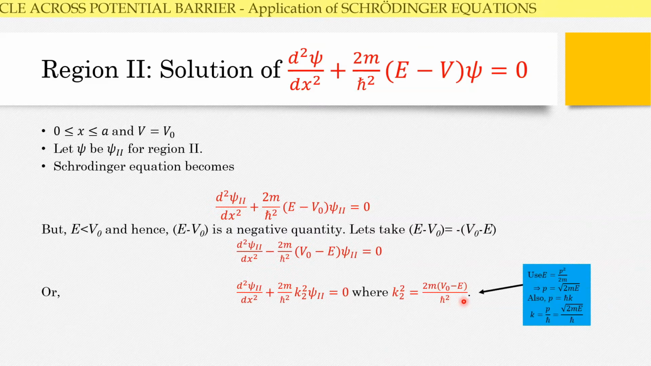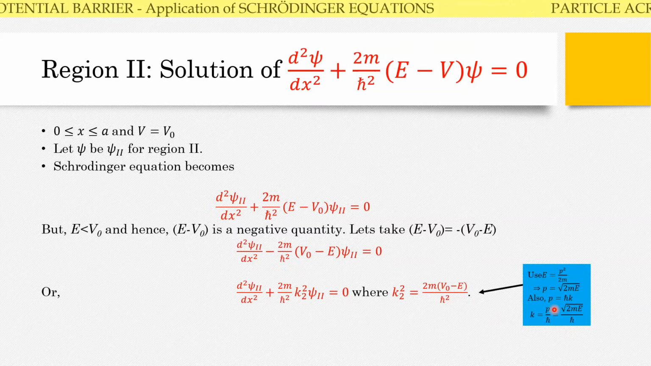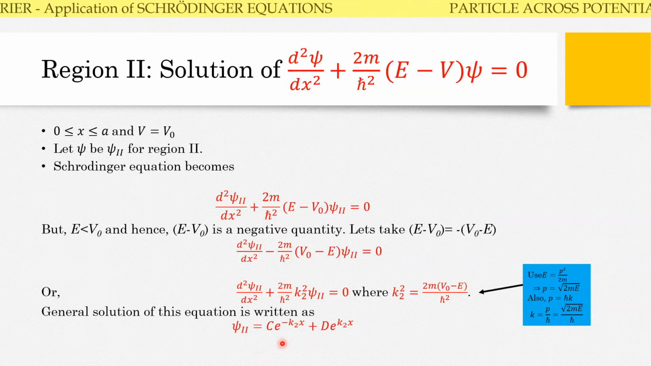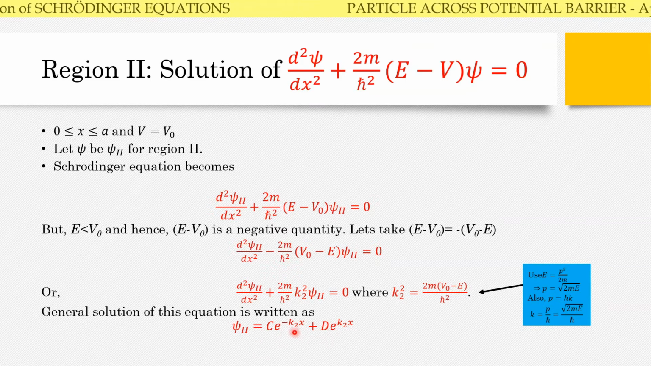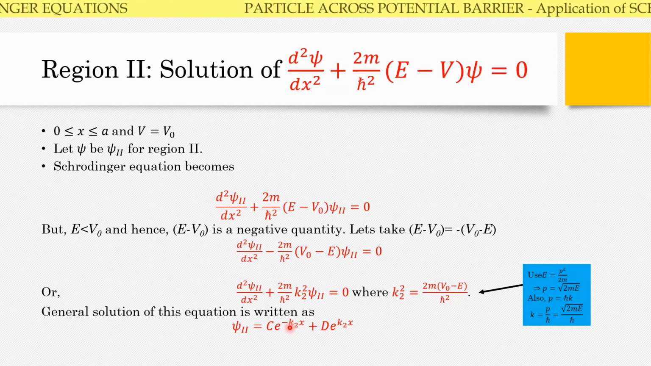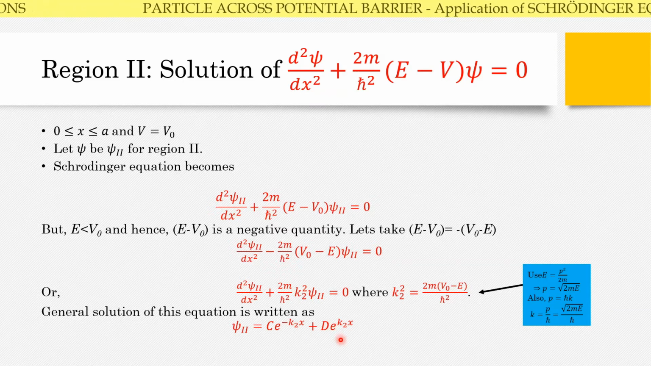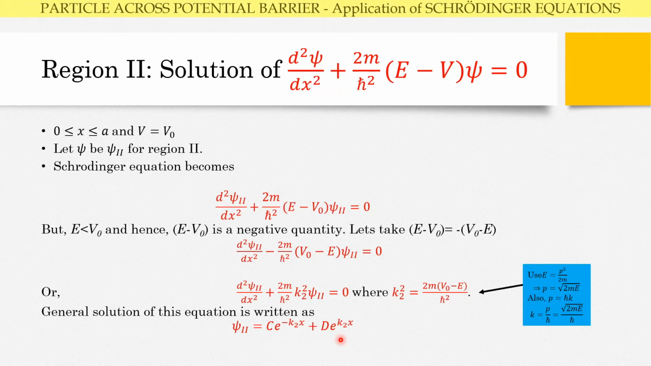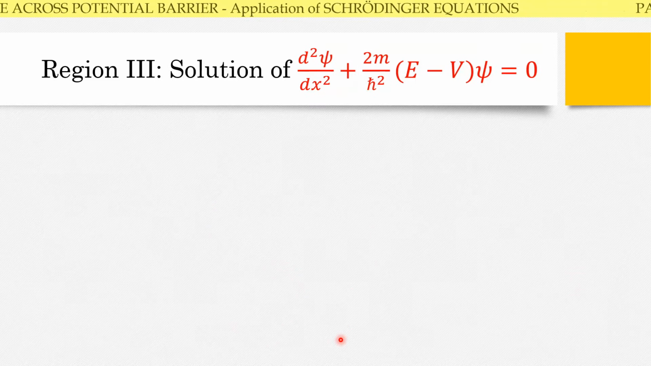Here again I have made use of the same quantum mechanical relations. So the general solution of this equation can be written in the exponential forms: C exponential minus k2x plus D exponential k2x. You can see here the iota does not appear. So for now we can't say anything about these terms. So let us go and solve the Schrodinger equation for the region 3.